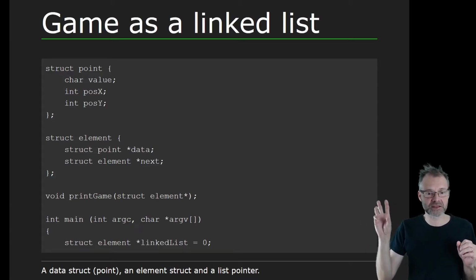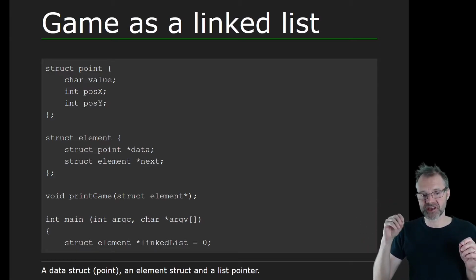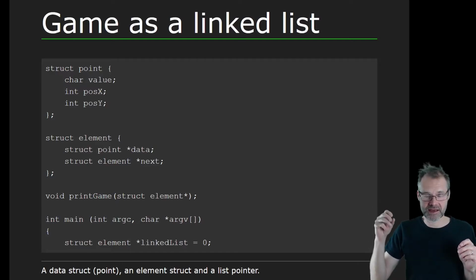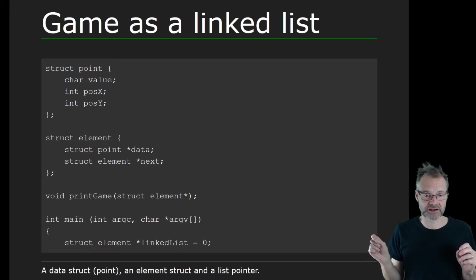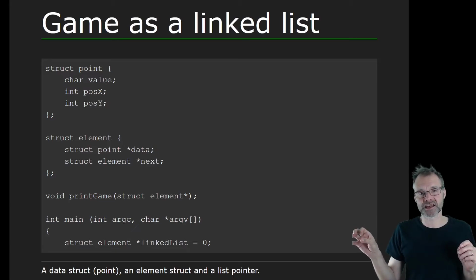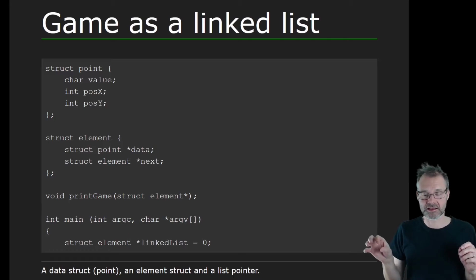I need to update my print game here. So it's going to take the list now. And the list is actually sort of pointing at the first element, so my list is basically a struct element pointer there. We can also see here, down here, I'm creating my whole linked list, and it's going to be a struct element pointer, so this linked list, and I'm going to initiate it to 0. The linked list is empty to start with.